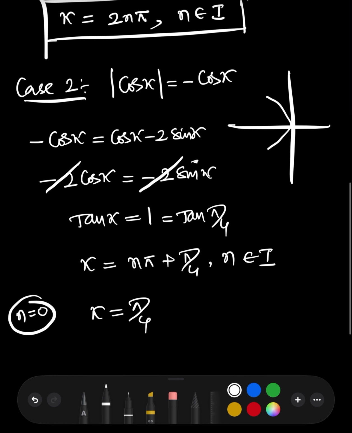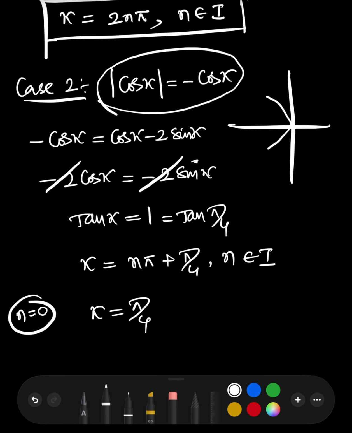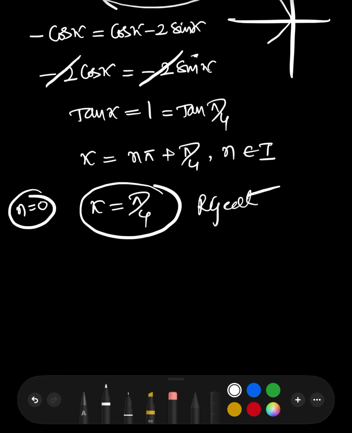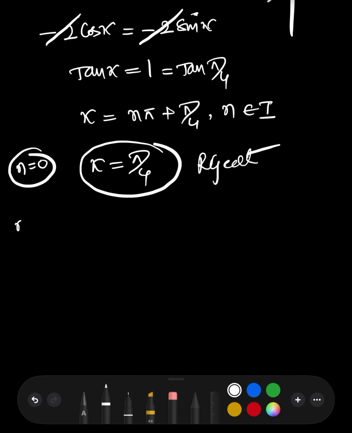But in the first quadrant, cos x is positive. But here what we have considered is mod cos x equal to minus cos x. So clearly the solution should be in the second and third quadrants. But here x equal to pi by 4 is in the first quadrant. This solution is straight away rejected. So n equal to 0, we can't substitute. N equal to 1, that is x equal to pi plus pi by 4. So that pi plus pi by 4 is in the third quadrant. So this is okay, fine.